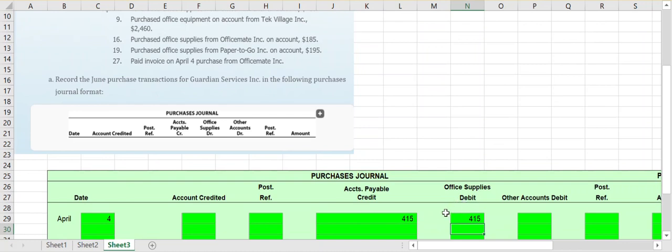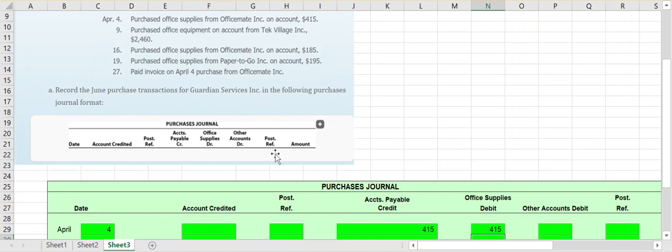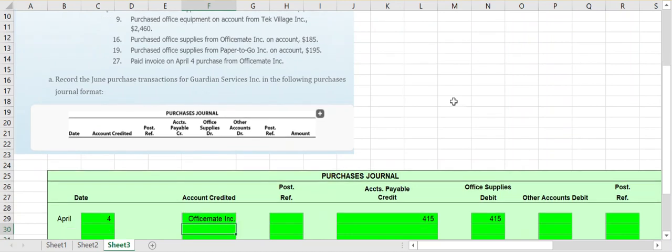Always check to make sure that you have affected a debit column and a credit column, because your debits and credits still have to equal. So we're debiting office supplies for $415 and we're crediting accounts payable for $415. Notice it says account credited. Well, the only column that we have as a credit is accounts payable, meaning that we need to indicate who we owe money to. And in this case, we owe money to OfficeMate Inc.